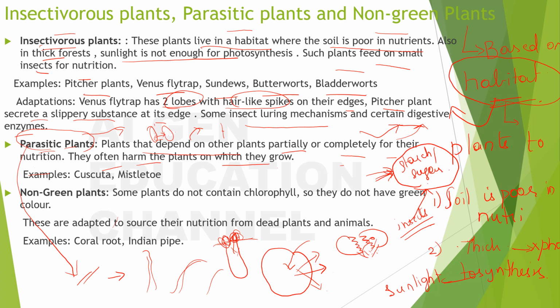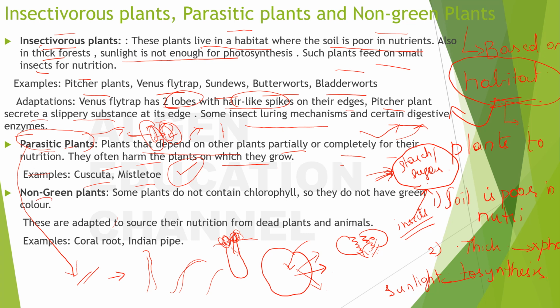No, the plant that is depending on the other plant harms the plant that gives it. So these are called parasitic plants. What are the examples? This one and this one. Cuscuta and mistletoe. I am not going to spell these, I am not sure how they are spelled.